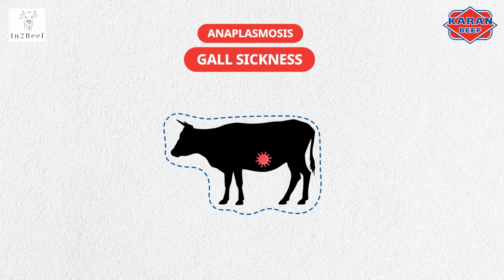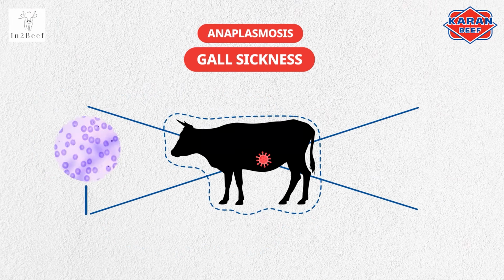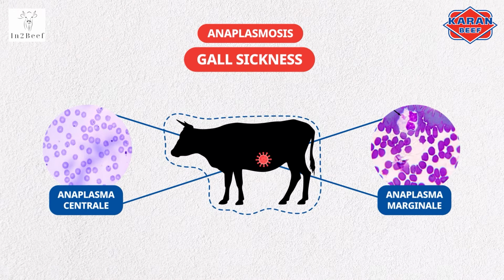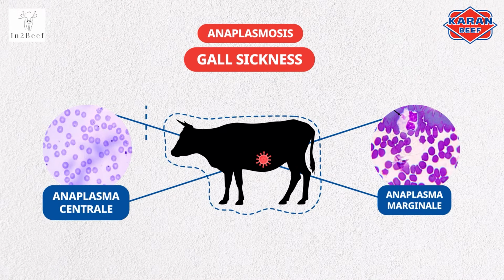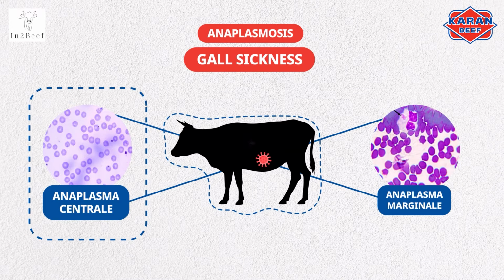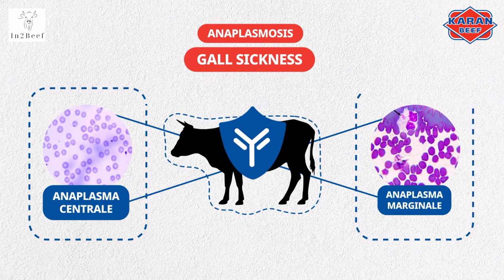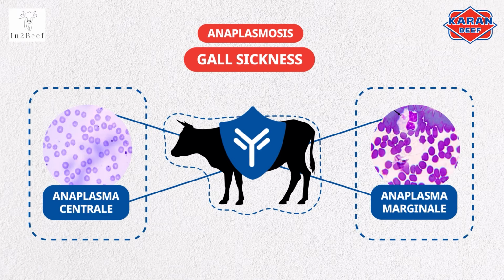Unlike redwater, there is cross-immunity between the two microorganisms. This means that immunity against Anaplasma centrale will also provide immunity against Anaplasma marginale.